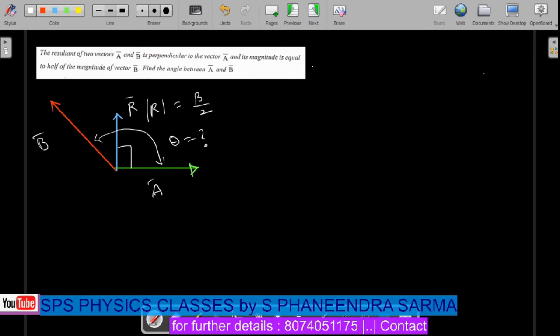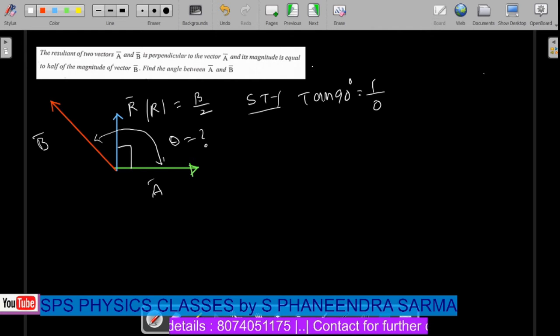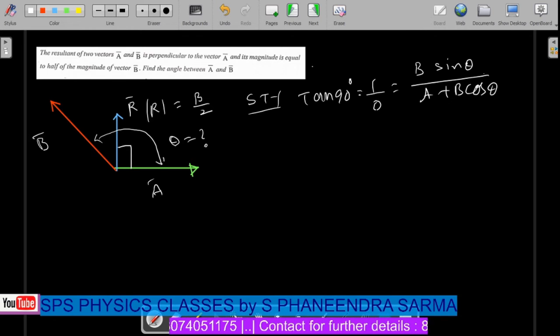Let's try to explore. First of all, the direction given is 90 degrees. Therefore, step 1. In step 1, tan 90 degrees is equal to 1 by 0, which is equal to b sine theta by a plus b cos theta. You have to take care, so the denominator must be equal to 0, then only it is possible. Therefore, no doubt that cos theta is equal to minus a by b. So we got the value of cos theta.